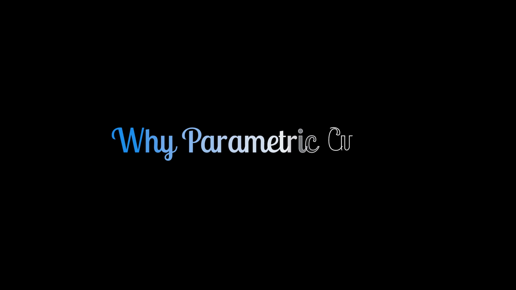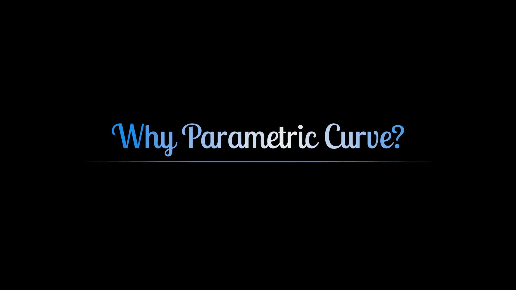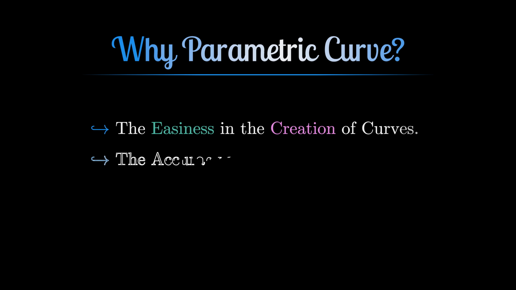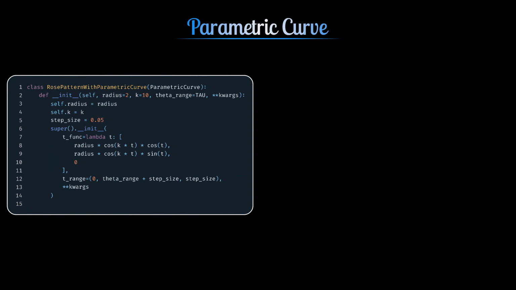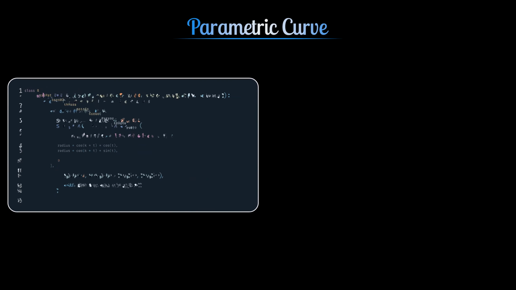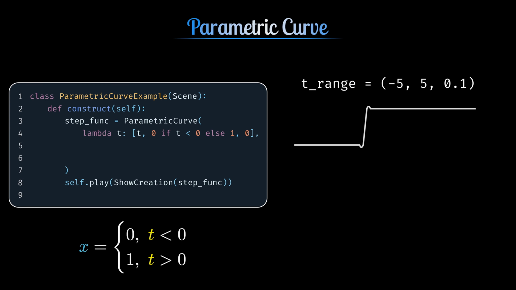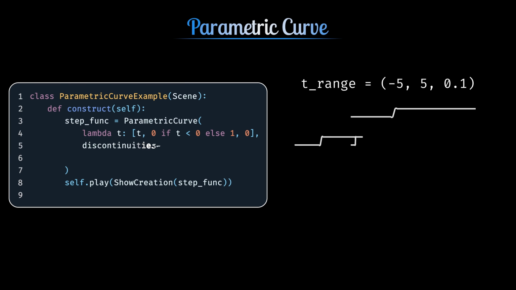The main advantage of using the ParametricCurve is, of course, the ease, and also we can list the discontinuities in the function in the curve. Take the step function for instance. If I do not pass the discontinuity as an argument, I get this weird looking curve. Now observe the change, the visual precision, just as I pass the discontinuity.